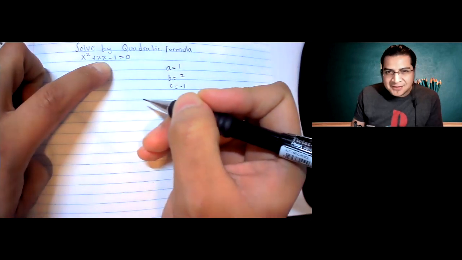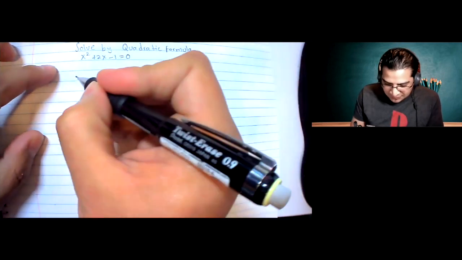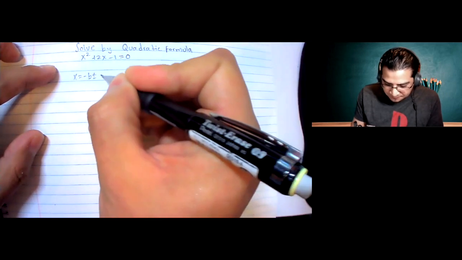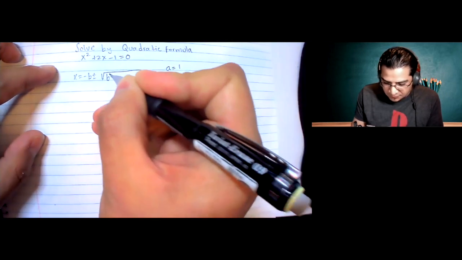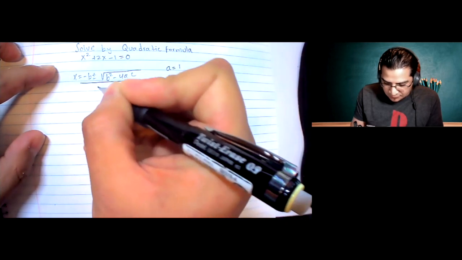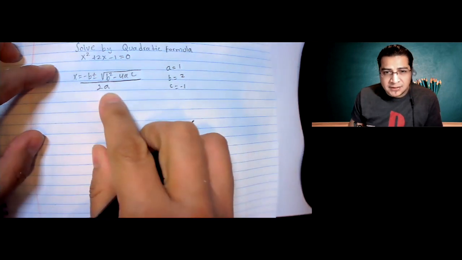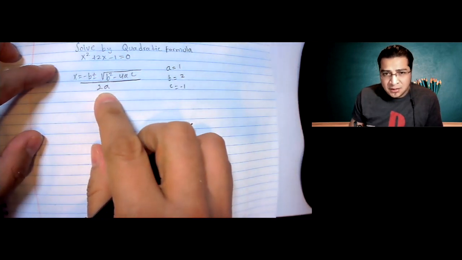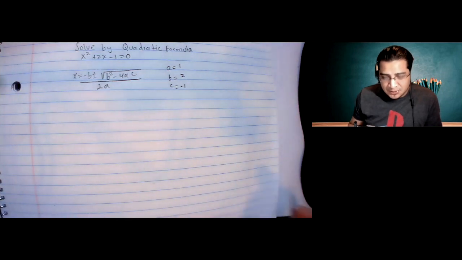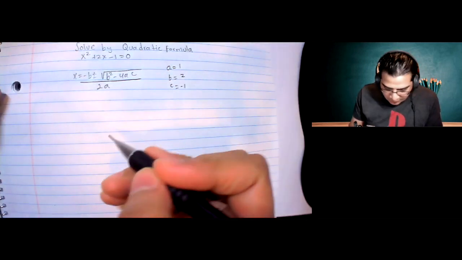Now I'm going to need to use the quadratic formula. That's x equals -b plus or minus the square root of b squared minus 4ac, all over 2a. You can memorize this by the b story or by the song, whichever way, just memorize it. So now we're going to use it.